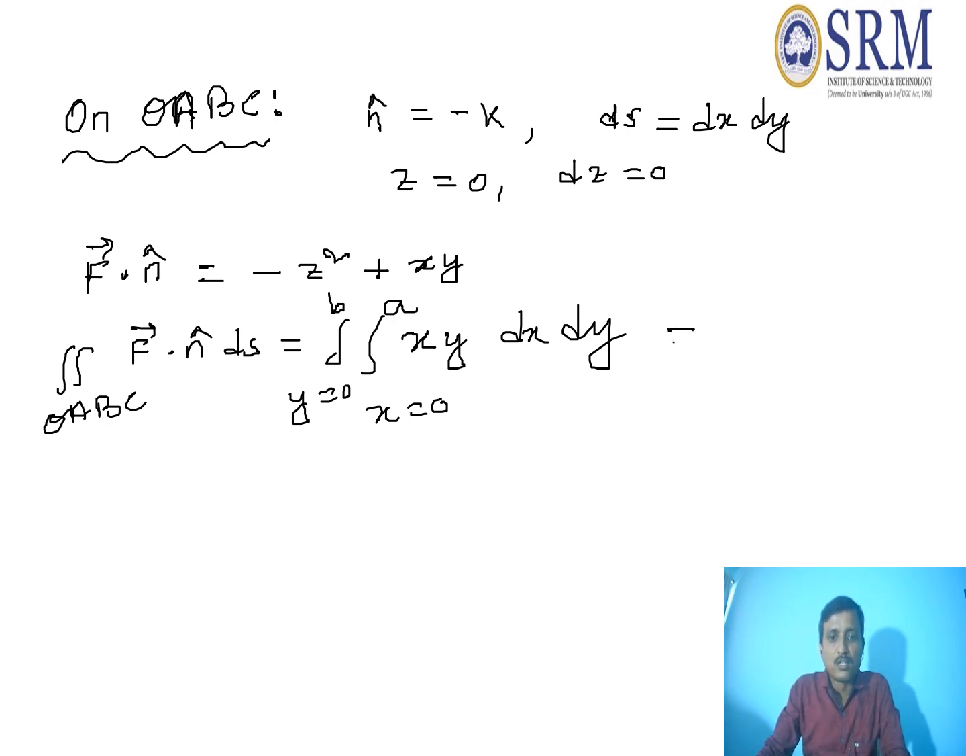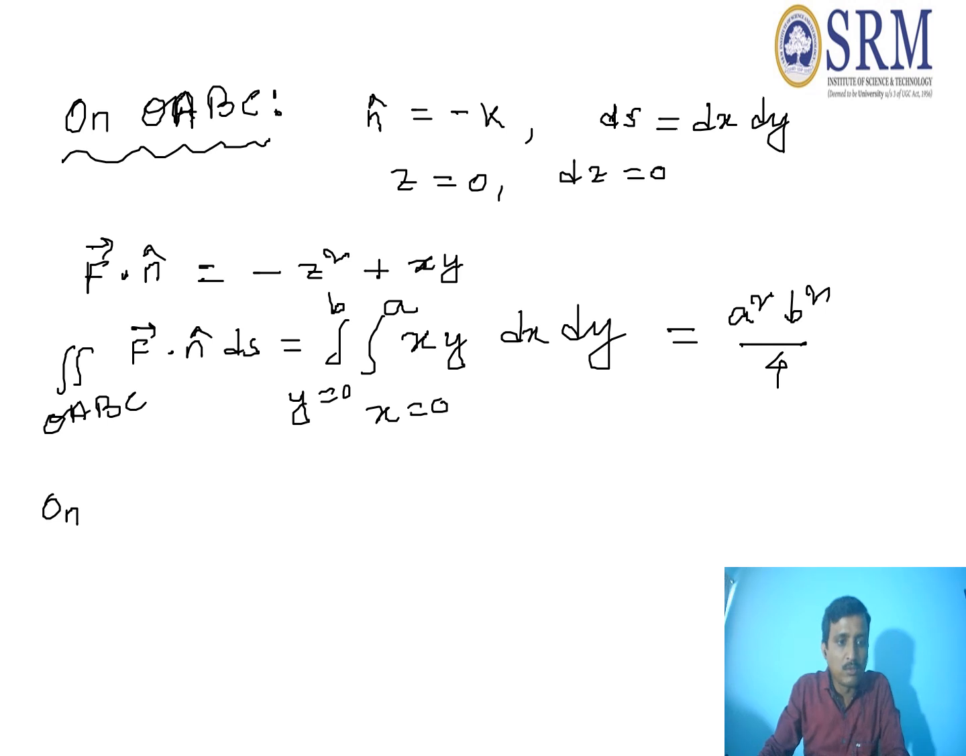Now you can do the integration with respect to x first and substitute the limit for x, and next with respect to y. Then we will get the value. It clearly shows it is a square b square divided by 4. This is the first surface integration value on OABC. Clear? Similarly, one by one you have to do that, for all 6 surfaces, and find out the values.